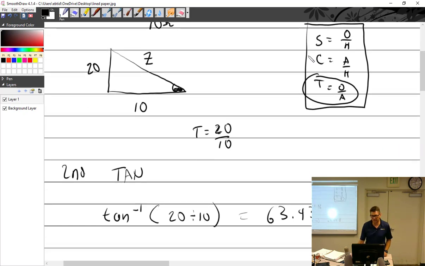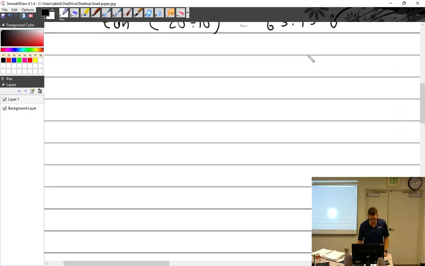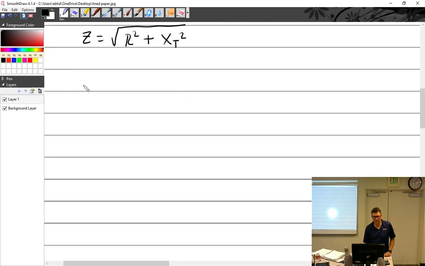All right, moving down. We're going to solve for Z. So Z equals the square root of R squared plus XT squared, right? Yes, I was right. So Z is equal to, my R squared was 10 squared plus, what is it, 20? 20 squared.